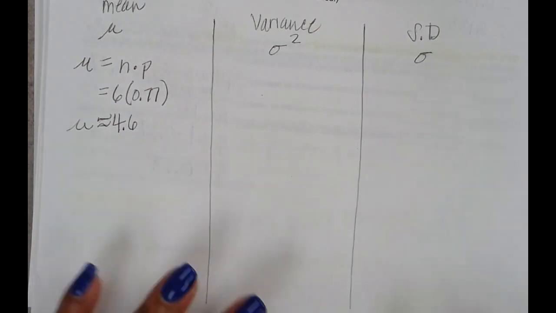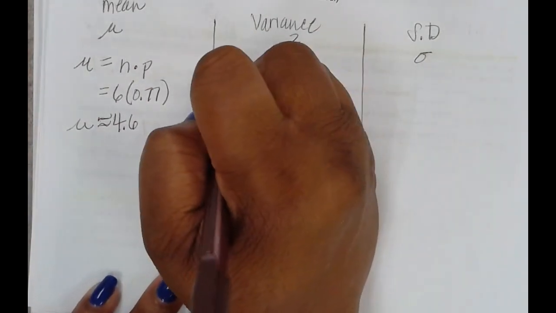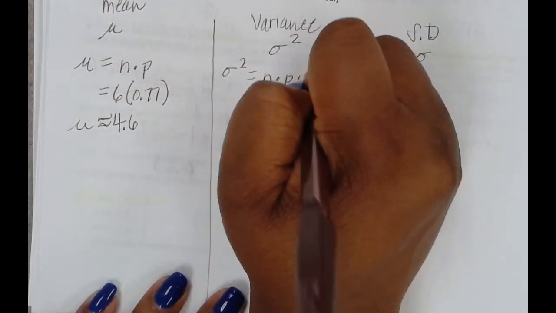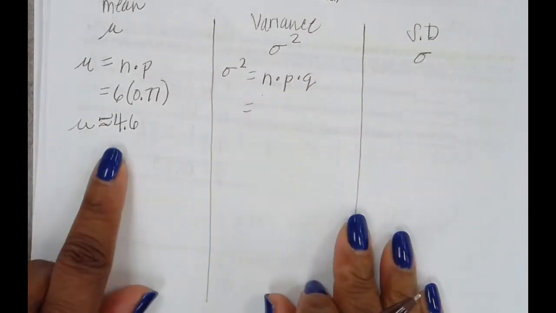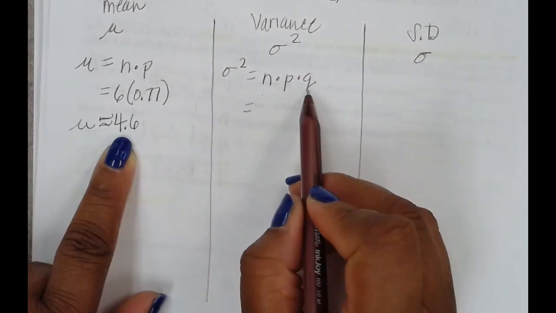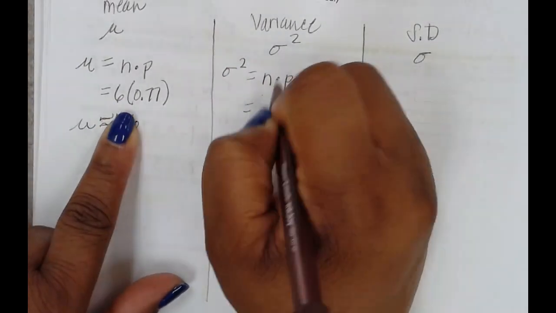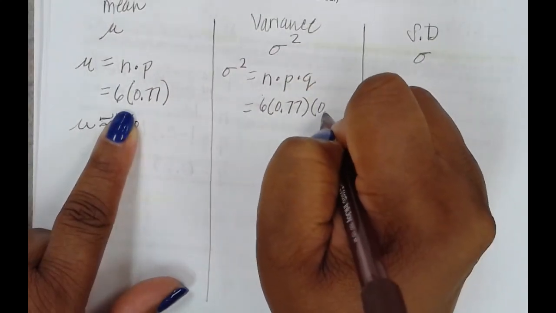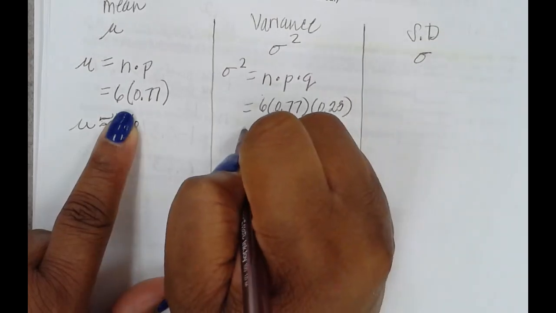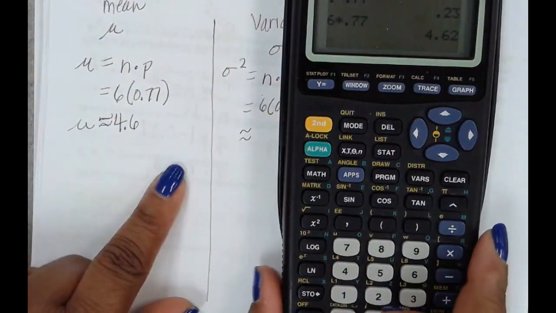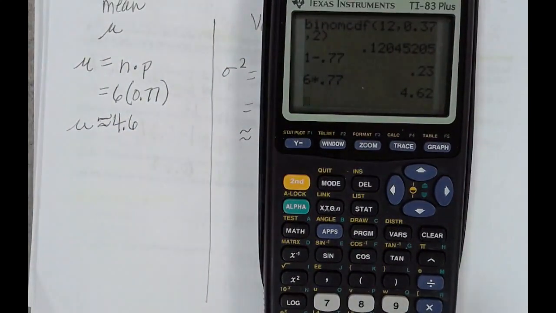Alright. The variance, or sigma squared, is found by multiplying N times P times Q. Well, we know N times P because that's the mean. So you could just take that value and multiply it by Q, or you can just write them all out. 6 times 0.77 times 0.23. Okay. 6 times 0.77 times 0.23.